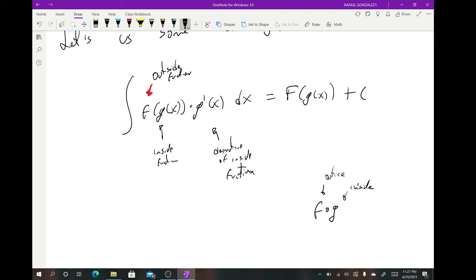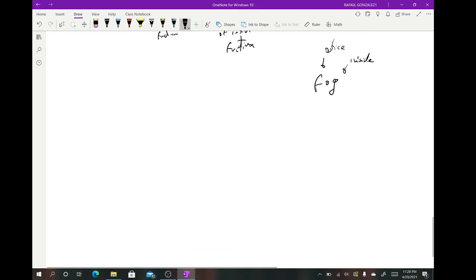Inside function. So we do the inner and then we do the outer. That's how we do compositions. Okay, so let's say somebody told us to find the following antiderivative. Find the antiderivative for (x squared plus 1) squared times 2x dx.